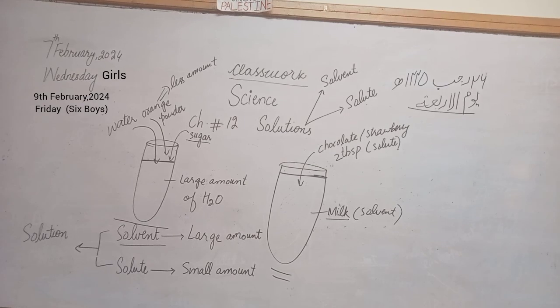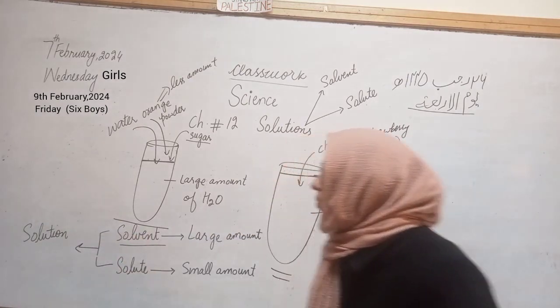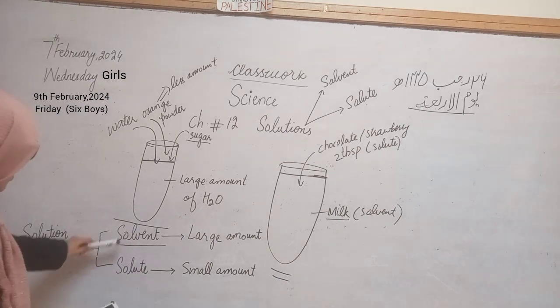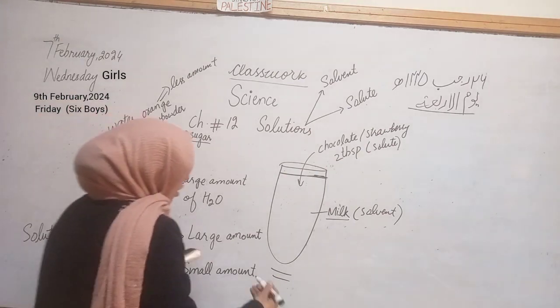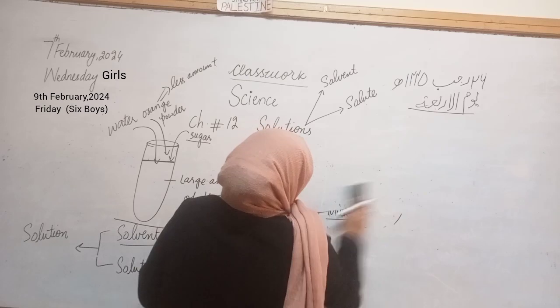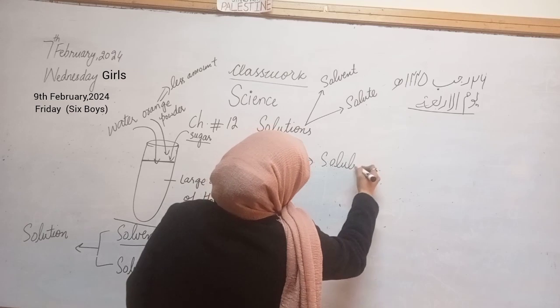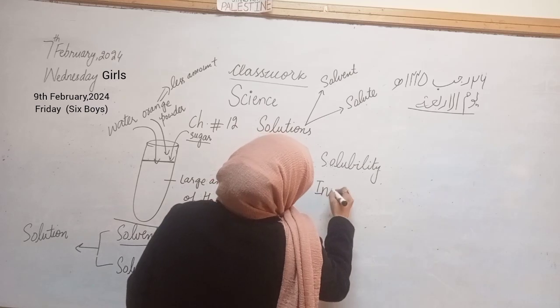Okay, you have clearly identified solvent and solute. By mixing solvent and solute, we will get a solution. After getting an idea about the solvent, solute, solution, you have noticed one thing, that either your solute has been dissolved or not. There are two terms more. Solubility, and second one, insolubility.